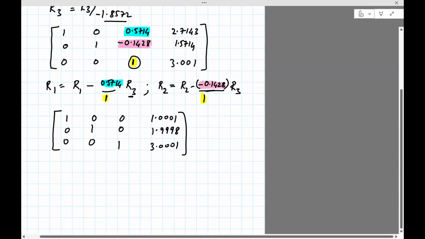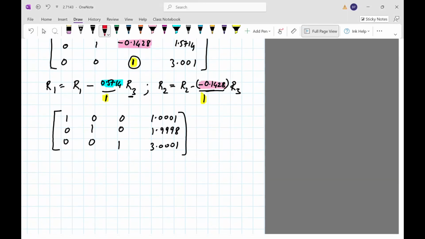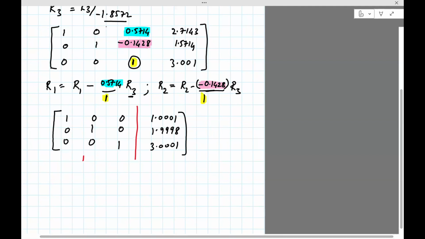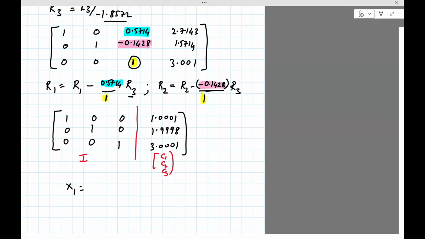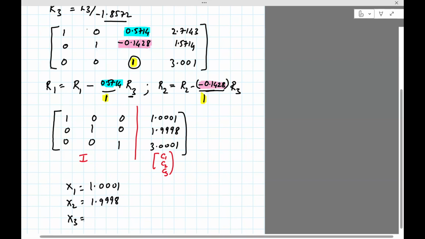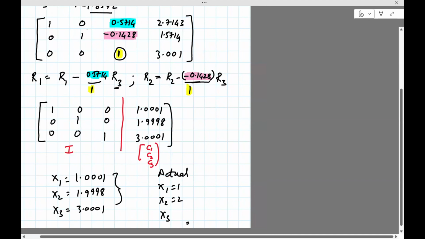So now I have it in the form I wanted. This is the identity matrix. This is that C1, C2, C3. So the answer is x1 is 1.0001, x2 equals 1.9998, x3 equals 3.001. Okay, actual answers are x1 is 1, x2 is 2, x3 is 3.